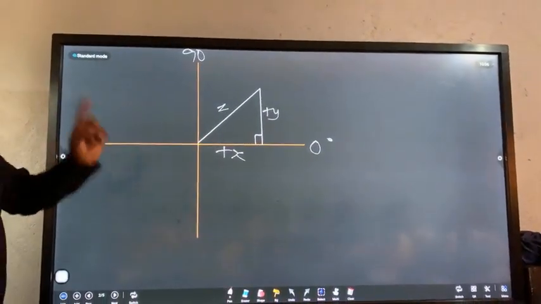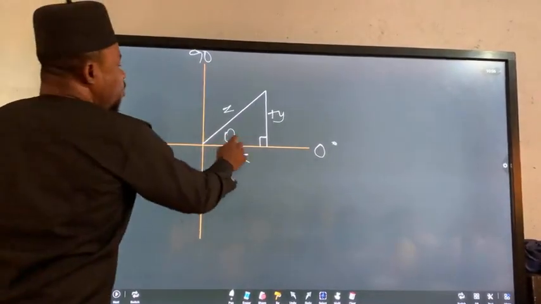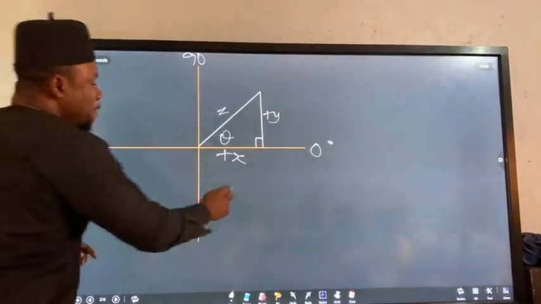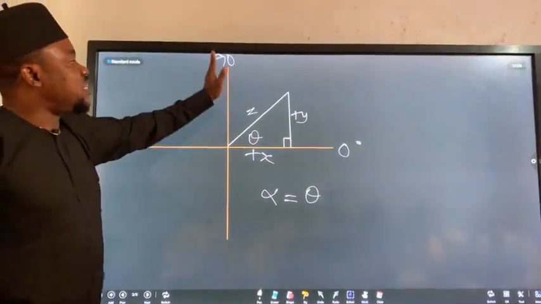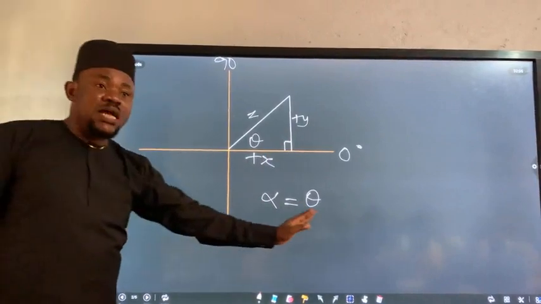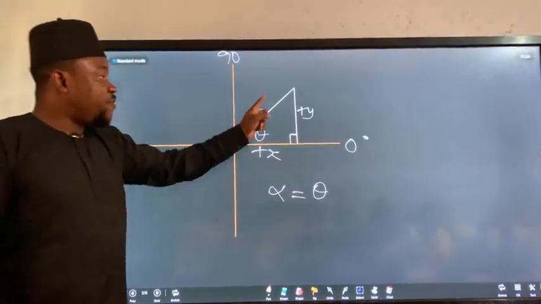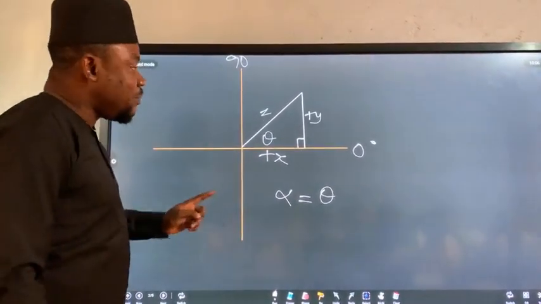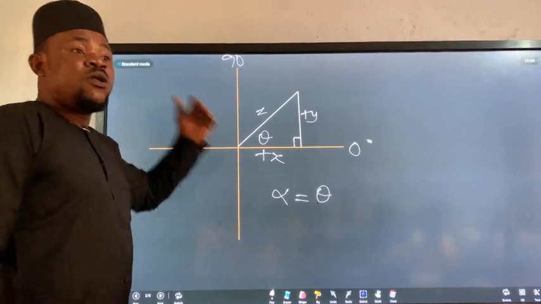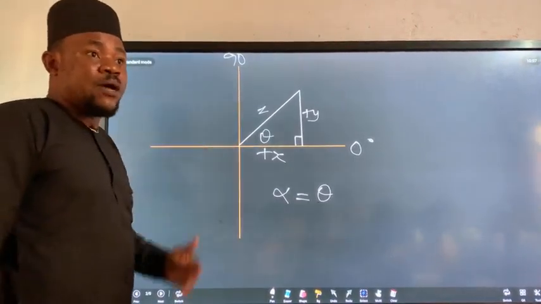The first thing I want to establish is what will be my acute angle value. My acute angle value is equal to what? Theta. Because theta is always less than what? 90. So it's already an acute angle. In the first quadrant, it's already an acute angle. The next thing I want to establish is whether sine is positive, cosine is positive, or what? I want to check their sign.